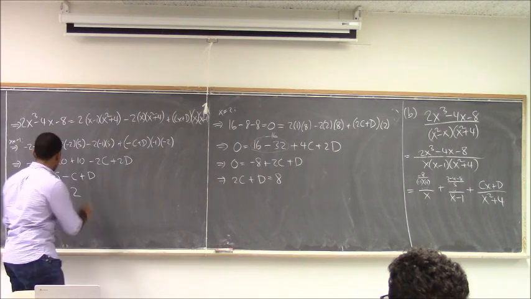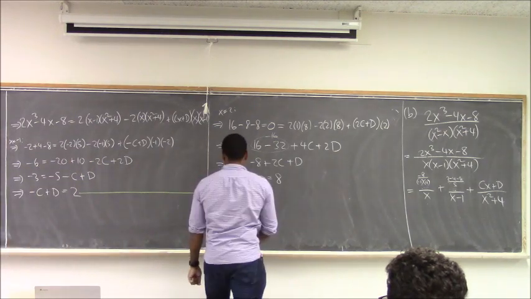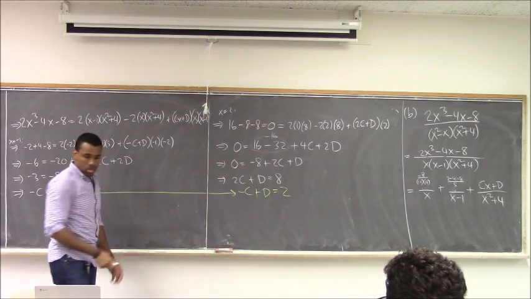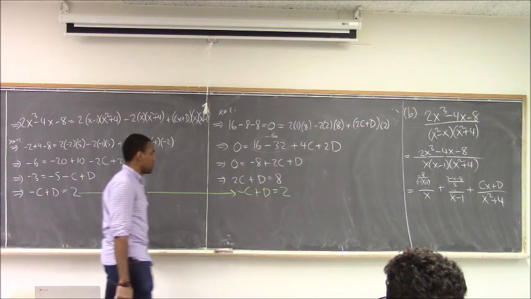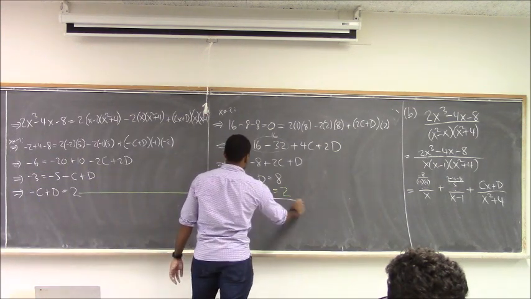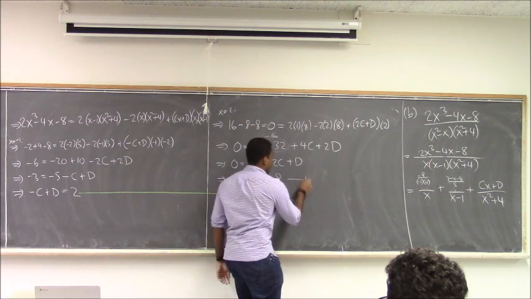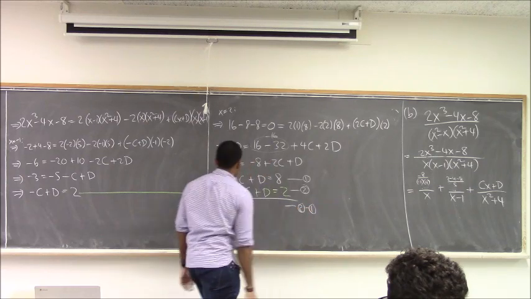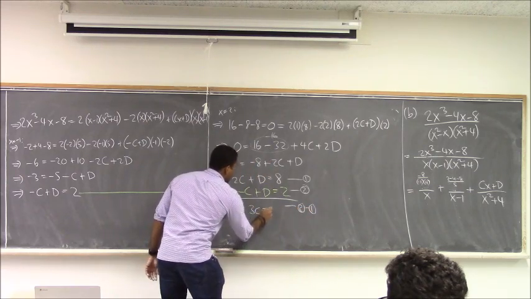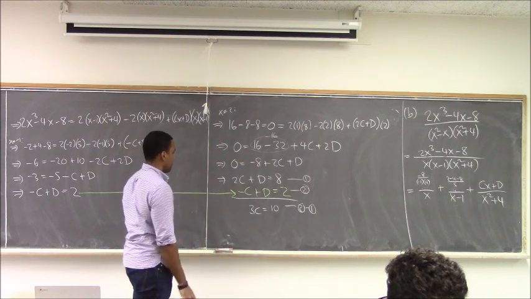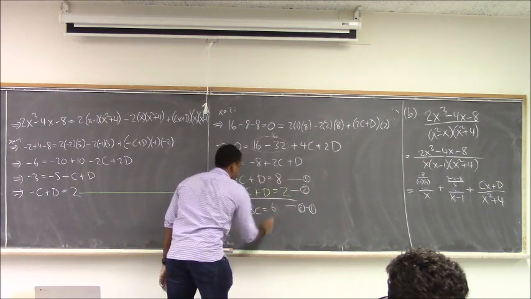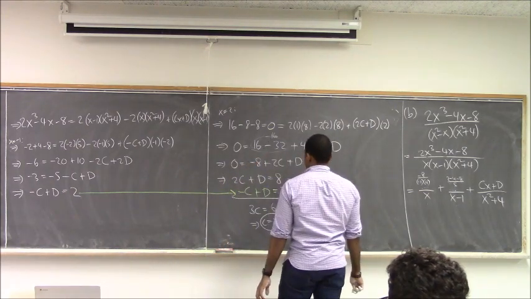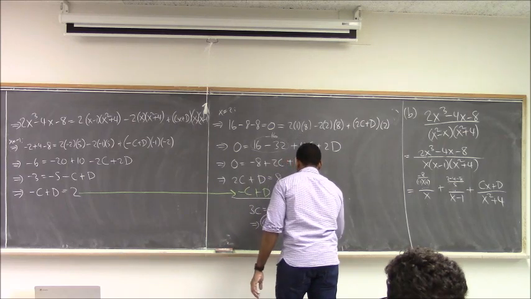And I can throw this guy in here. Minus C plus D equals 2. How do I solve for C and D here? I can say subtract. This is equation 1, that's equation 2. Take 2 minus 1. That would be 3C equals 6. So my C equals 2. And if my C equals 2, that means that D is 4.